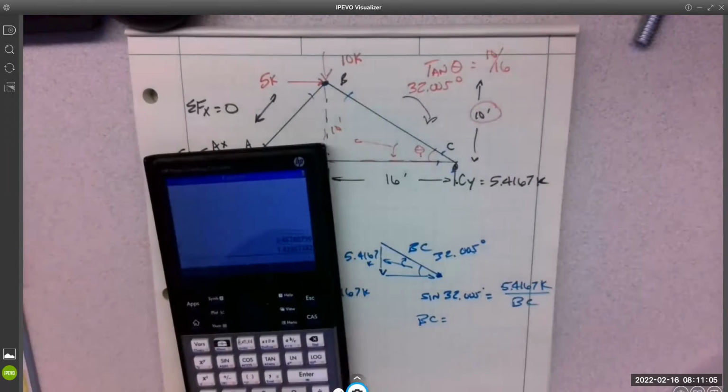Feeling like running my calculator. That's a little bit of therapy.